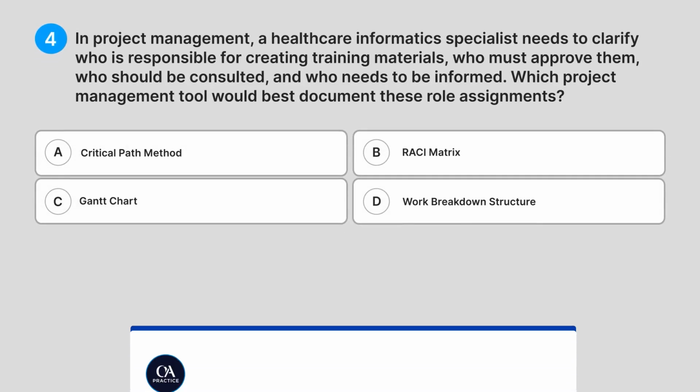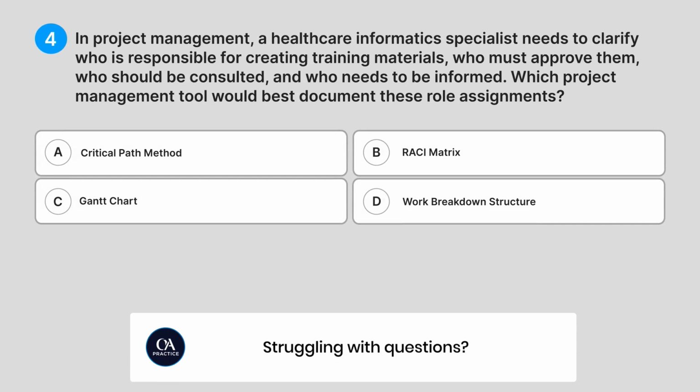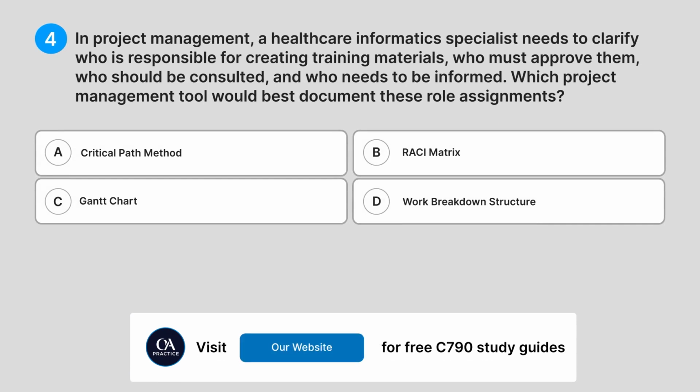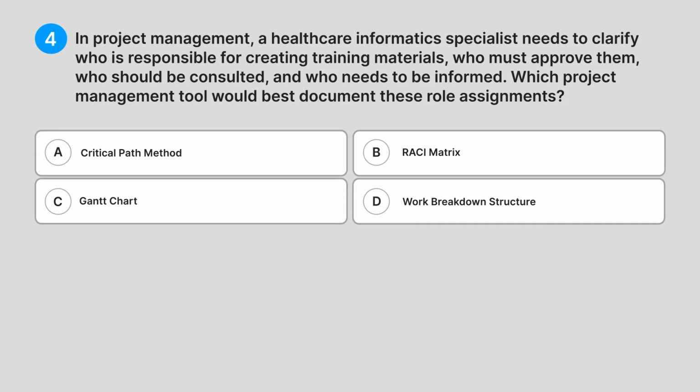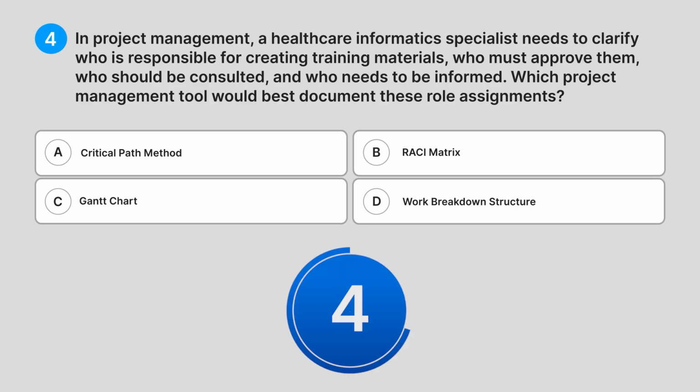4. In project management, a healthcare informatics specialist needs to clarify who is responsible for creating training materials, who must approve them, who should be consulted, and who needs to be informed. Which project management tool would best document these role assignments? A. Critical path method. B. RACI matrix. C. Gantt chart. D. Work breakdown structure. Do you know the answer?